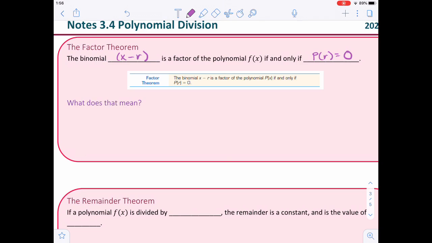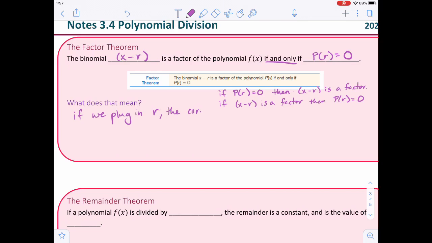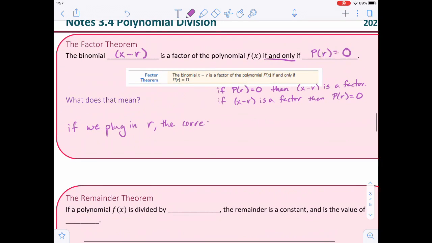We've talked about that before, right? And so what if and only if means is it goes both ways. If we plug r in and get 0, then we can say x minus r is a factor. And if we know x minus r is a factor, it means then that when we plug it in, we should get 0 back, right? So what this is really saying is if we plug in r, the corresponding solution, we get 0 back, right? Or we could say the function value at r is 0.